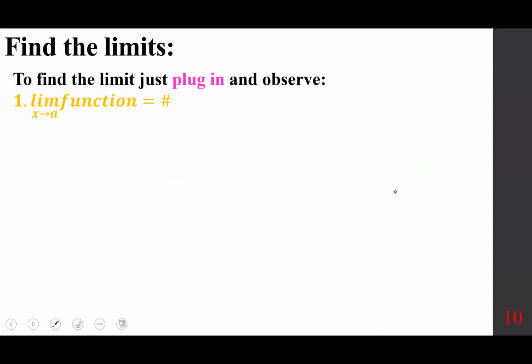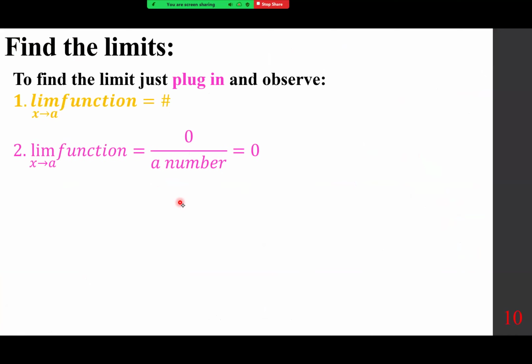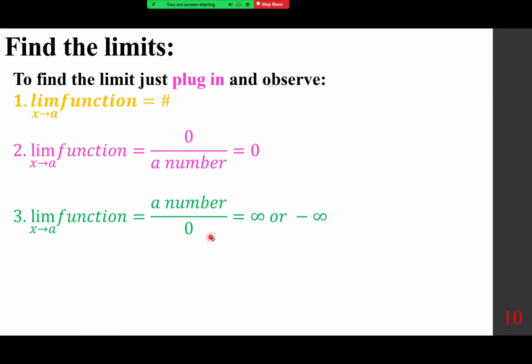How do you find limits? You just plug in and observe. If it gives you a number, you're done. If it gives you 0 over some number, it's 0 and you're done. If it's a number over 0, it's infinity or negative infinity. I want to make sure we understand what's happening here. When you divide a number by 0, they used to say undefined, but it blows up either to infinity or negative infinity.